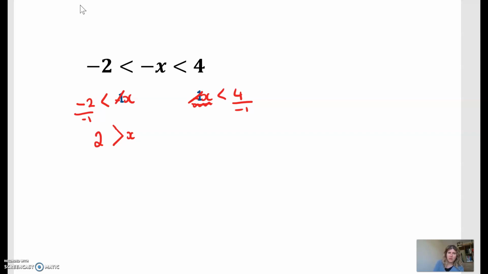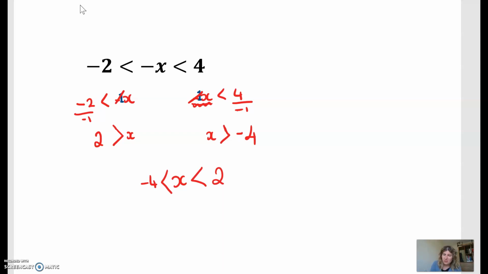Now on this side, again, that's going to flip around, so it's going to become a greater than sign. 4 divided by negative 1, and a positive divided by a negative is a negative. So we've got negative 4, and then x. Now it's going to be a little bit tricky when we put this inequality together, because again the x goes in the middle, same as before. But x in this case is greater than negative 4, and that's the smallest number, so that should always go on the left-hand side. And then the bigger number should go on the right-hand side, so 2.